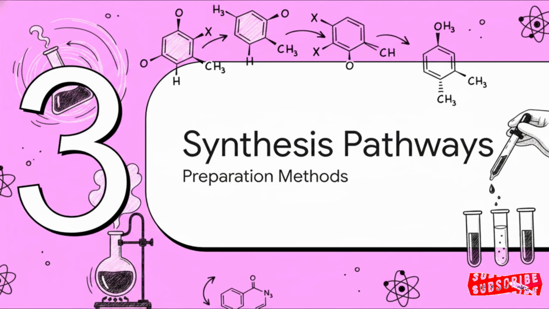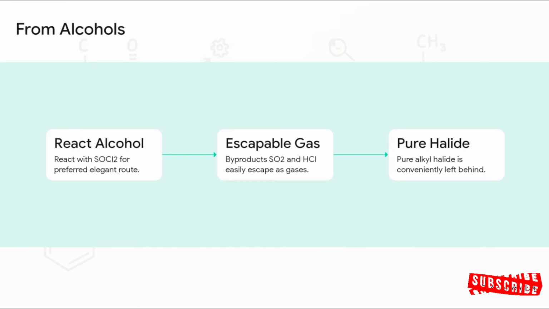Section 3, synthesis and preparation methods. Okay, so what if you actually want to build an alkyl halide in a lab? Well, starting from an alcohol is a classic Route 1. You've got options. You can use HCl with zinc chloride or phosphorus pentachloride. But honestly, focus your attention on thionyl chloride, or SOCl2. This is the preferred elegant route.